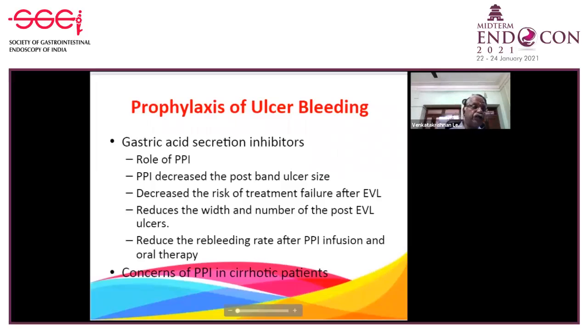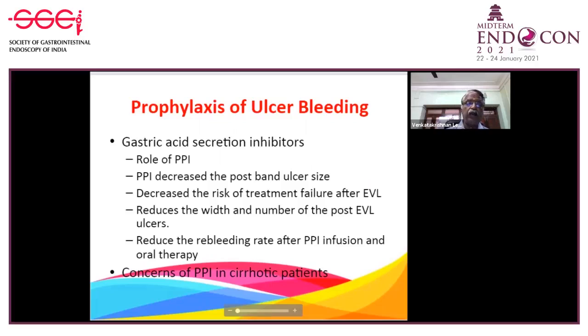Most of these patients have received IV pantoprazole for 5 days after a post-variceal bleed, and more than 4 to 6 weeks of proton pump inhibitors orally. It has been shown that PPI decreased the post-band ulcer size. It also decreased the risk of treatment failure after EVL. It shows that PPI can reduce the width and number of the post-EVL ulcers. There is one controversial statement saying that PPI and oral therapy reduce the rebleeding rate, but other studies have not shown any benefit or impact of PPI on the rate of rebleeding or mortality after rebleeding.